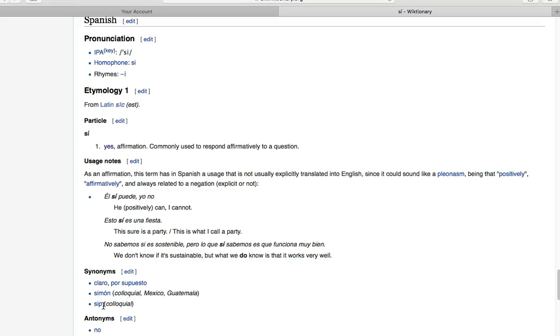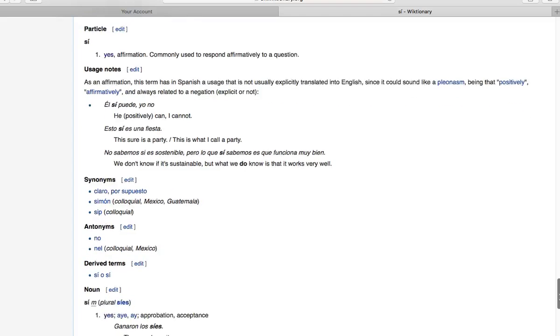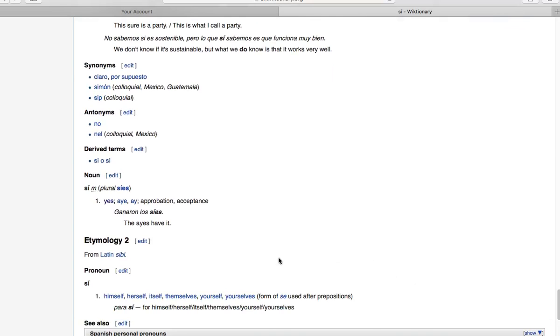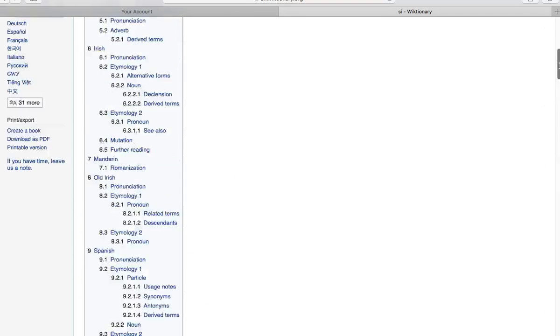In Colombia, actually, alongside saying sí, they say sip or sipi or sisas. Sisas is what the young crowd says in Medellín when they're trying to be cool and hip. And all right, sí also means in Spanish himself, herself, itself, as in para sí, for himself, herself, itself, themselves, yourself, yourselves. A form of sé, just like the reflexive pronoun used after prepositions. Another use of that. All right, so hopefully you guys enjoyed that.